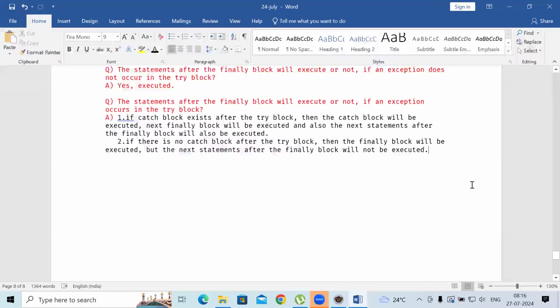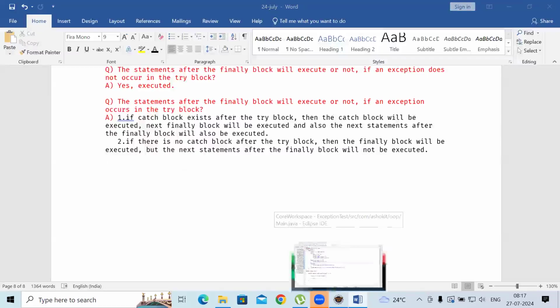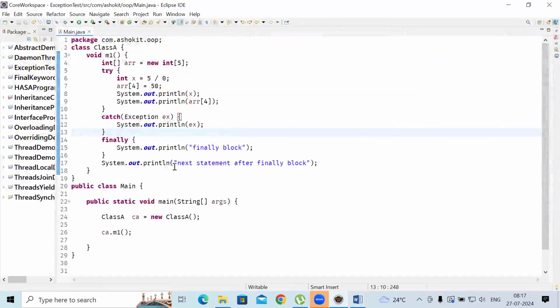So this is the answer for this question, guys. Two points are there. These you have to practice. I'm just giving all the possible statements, so it will help you a lot. We are good with whether the next statements are executed or not, perfect as of now. Am I clear? So that's all good. Next, I will explain more information about try and catch.